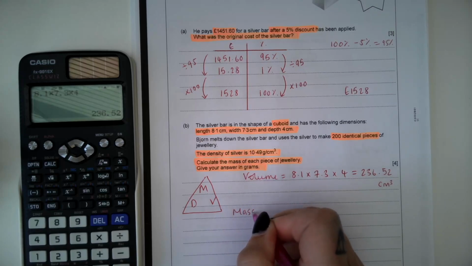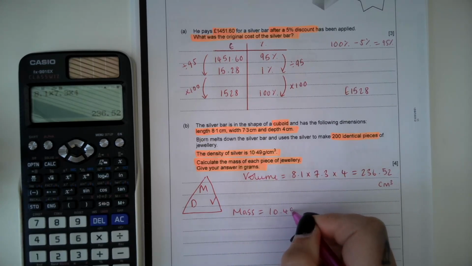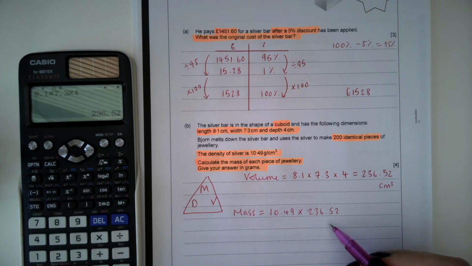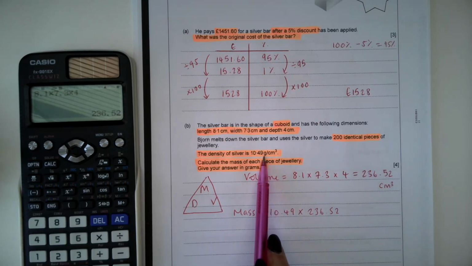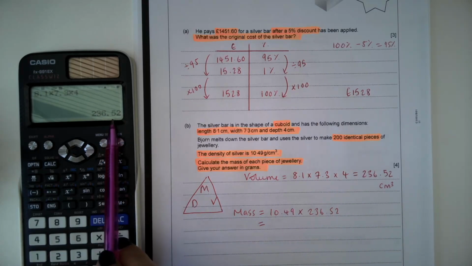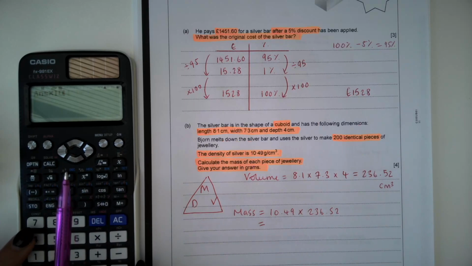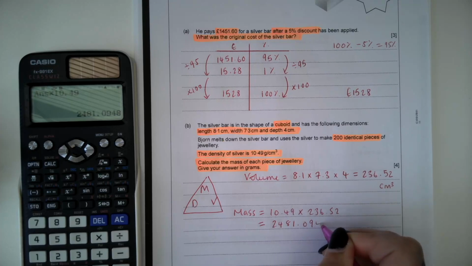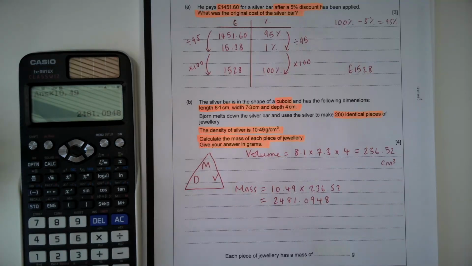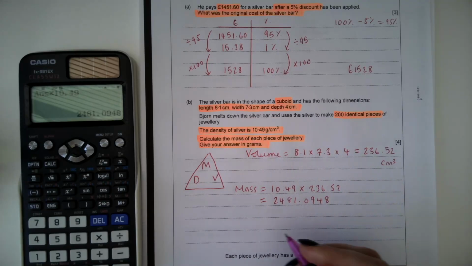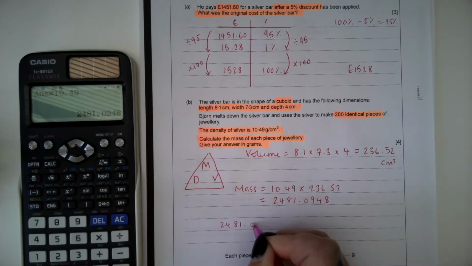So the mass is equal to our density of 10.49 multiplied by our volume of 236.52, sorry. Now this is in grams per centimetres cubed. This is in centimetres cubed, so they match in terms of units, which is why we can simply just multiply them. I've still got the volume in my calculator, so I'm just going to multiply by the density, which is 2,481.0948. So the question asks us to calculate the mass of each piece of jewellery. He's going to make 200, so we need to divide our mass by 200.